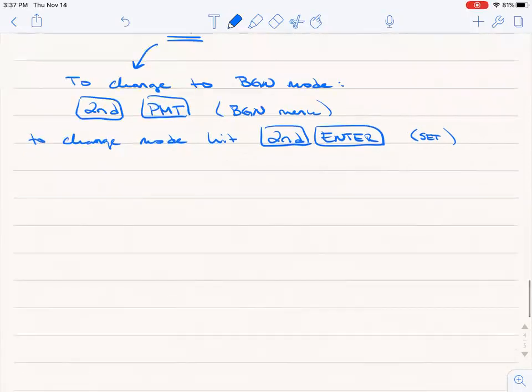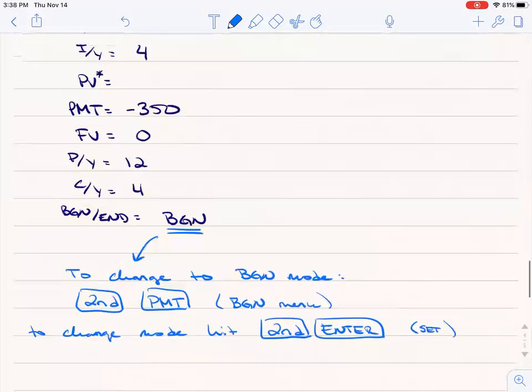So now we're at the beginning mode. Even if we exit out of here, you'll notice that there's a little reminder saying that you're in Bgn mode on your screen, right? So even if you're at 0, it should have a little Bgn up at the top, just to remind you. Okay, so now we're in Bgn mode, so that's good.